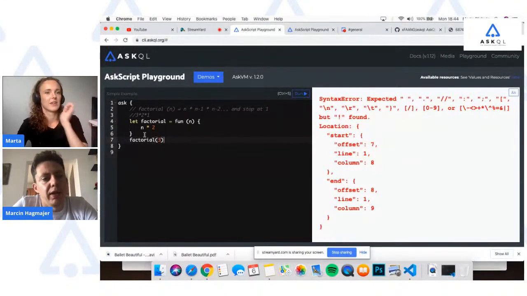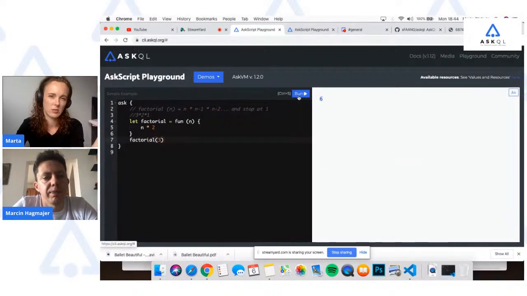Awesome. Okay, so it should be 6, right? Yeah, let's run it. It should be 6. Oh, there you go. That's pretty funny actually, because this is not the correct implementation. So let's try another test, maybe factorial of 4.